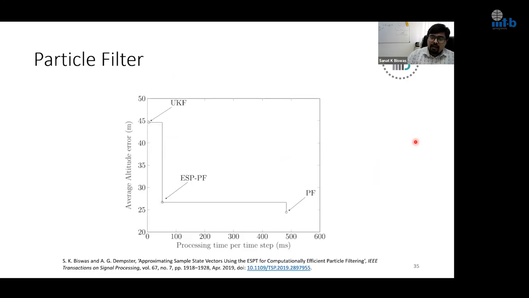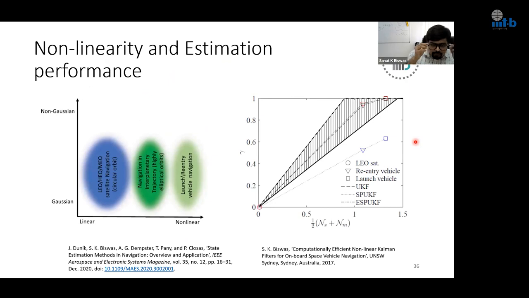So now, the question I was touching on in bits and pieces: for some problems the unscented Kalman filter does better, for some it does not. For satellites, it does not. But for launch vehicle and re-entry vehicle, it does better than the extended Kalman filter. So what is the reason for it? All of these problems are nonlinear, right? But then we do not get the expected performance of the Kalman filter.